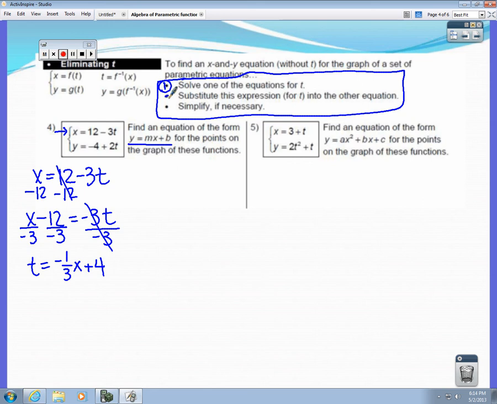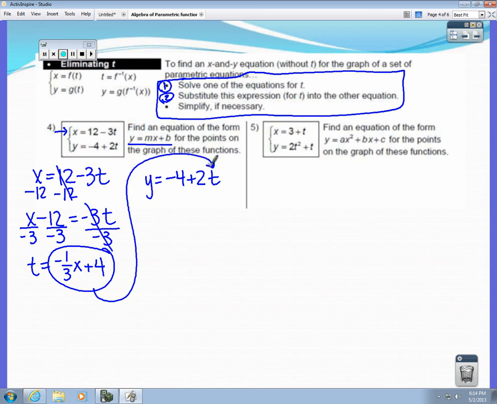Now step 2 says to substitute what you just got for t into the other equation. My other equation is y equals negative 4 plus 2 times t. So I'm going to take this expression and substitute it in place of the t, which would look like this: y equals negative 4 plus 2 times negative 1/3 x plus 4. So I took the t out and replaced it with our answer from step 1.